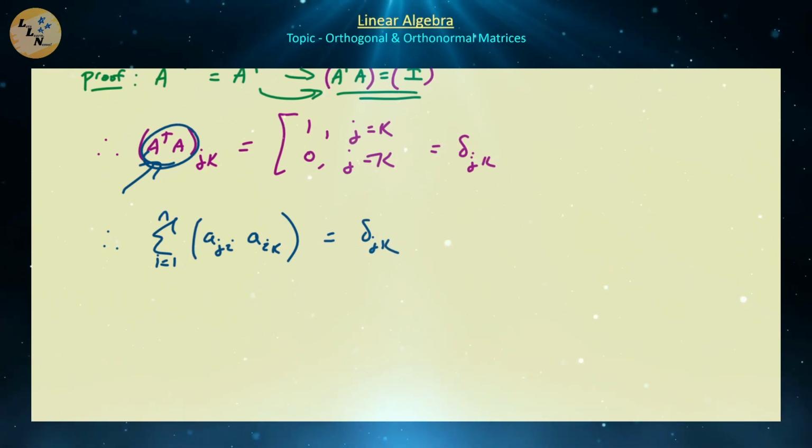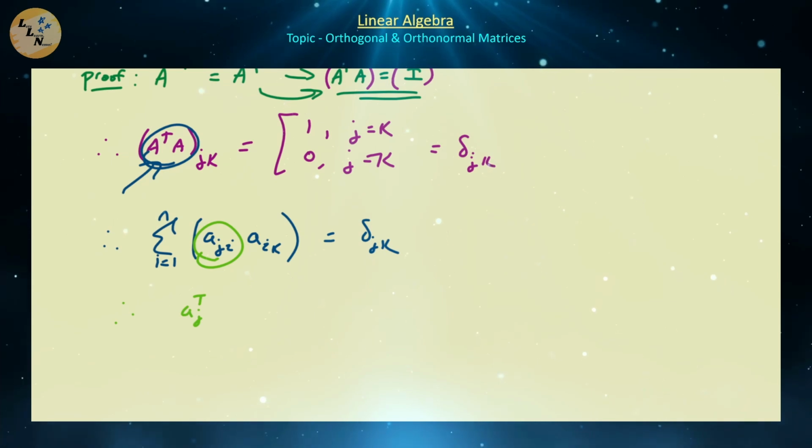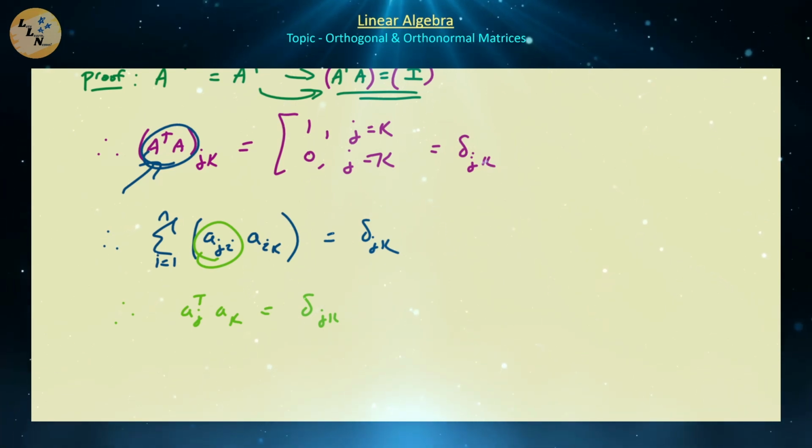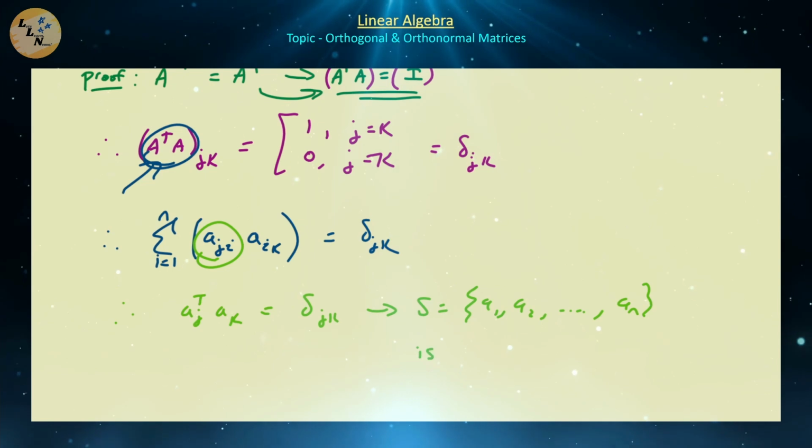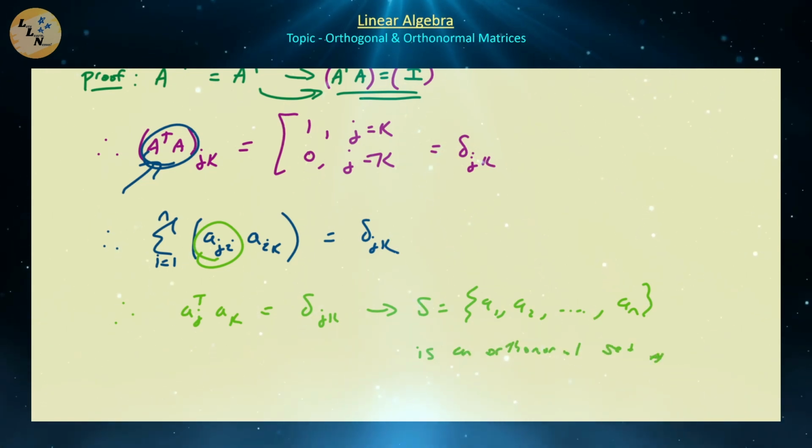So what do we have going on here? We're looking at the rows and the columns of this particular matrix. That means a_j transpose times a_k is also equal to delta jk. So if j is equal to k, the dot product is 1, and if j does not equal k, then the dot product is equal to 0. That means that the set S containing a1, a2, down to an is an orthonormal set, which is what we set out to prove.